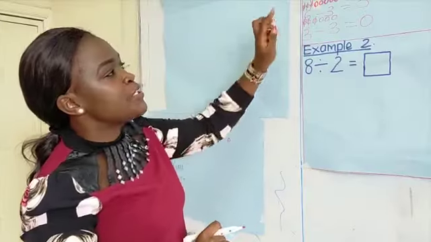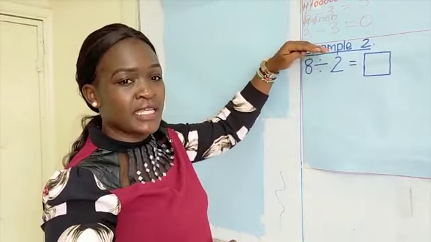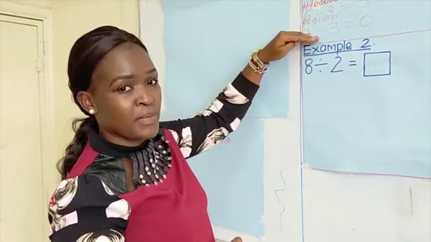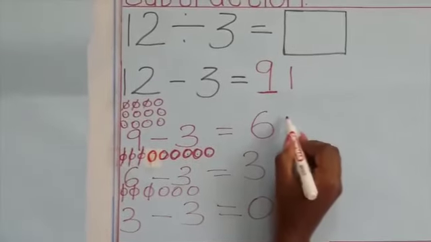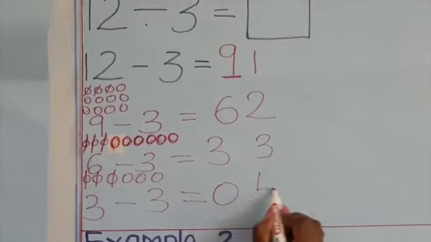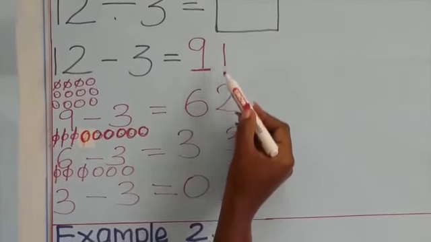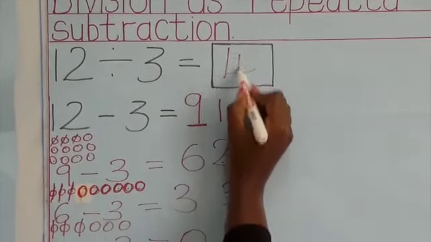So to get your answer, you will count how many times that you have taken away 3 from the numbers that you had. So this is the first time, the second time, the third time, the fourth time. So how many times have you taken away 3? 1, 2, 3, 4. So your answer is 4.